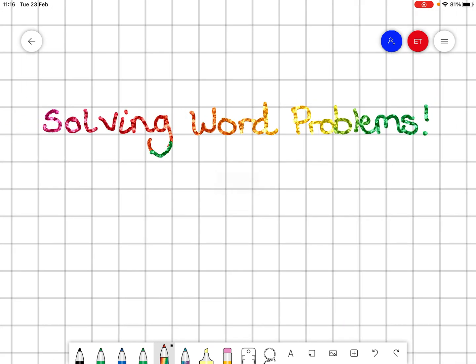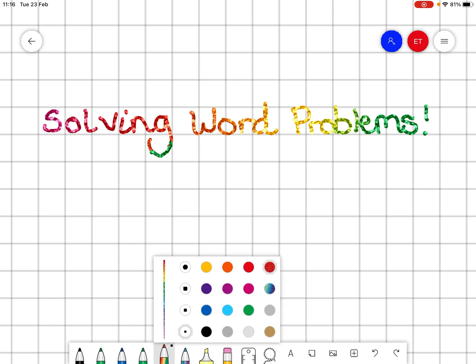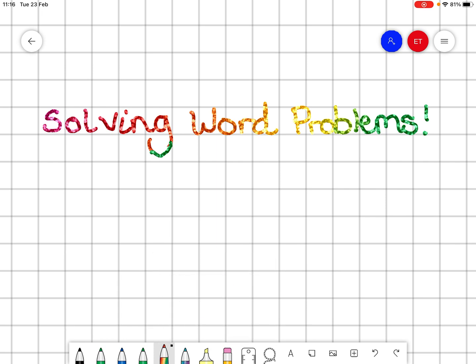So the first thing I'm going to start with to help you with that is to think about the different words that may crop up in a word problem. So first of all, let's all think of our operations. What 4 operations can we use in numeracy? So we can use addition, subtraction, multiplication, and division.